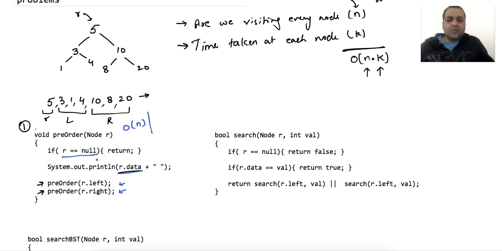Now let's come to the memory, or maybe we'll come to the memory consumption later. So the total time that we are taking in pre-order traversal is on the order of n, because we are visiting each and every node, and at every node we are taking constant amount of time.